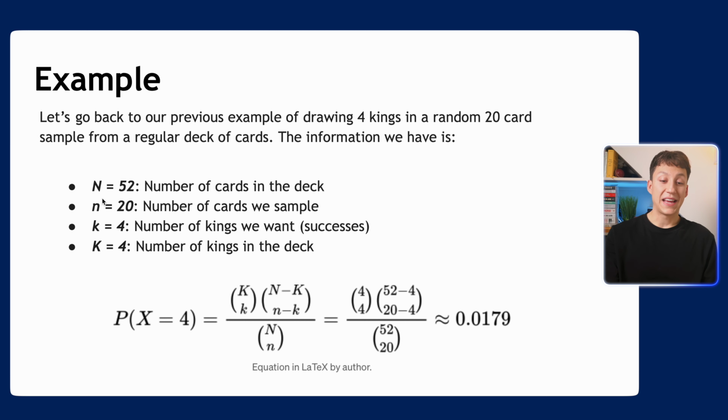The total number of kings in the deck is 4, and we want 4 kings, right? So in this case, big K, the total number of successes available, is 4, because there's 4 kings, and we're after getting all 4 kings in our sample. And all we do with those numbers, as you see on screen here, is plug them back in, and with that we get this outcome of 0.0179. So in other words, we're very unlikely to get the 4 kings out of that 20 card sample.